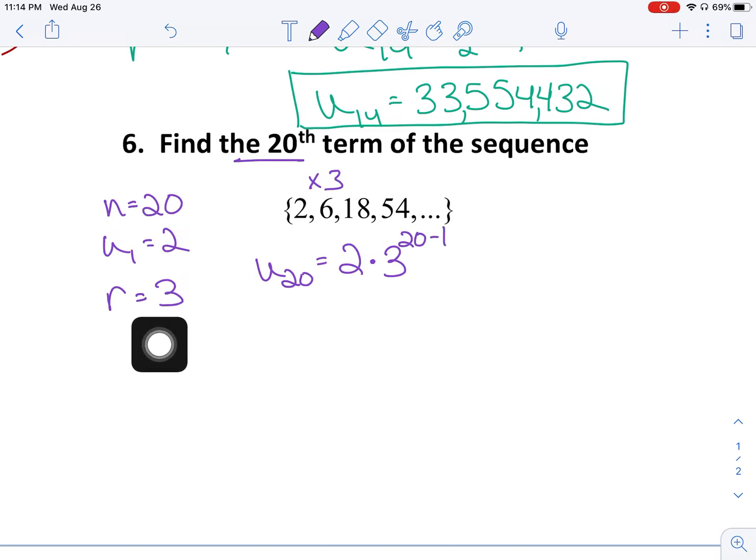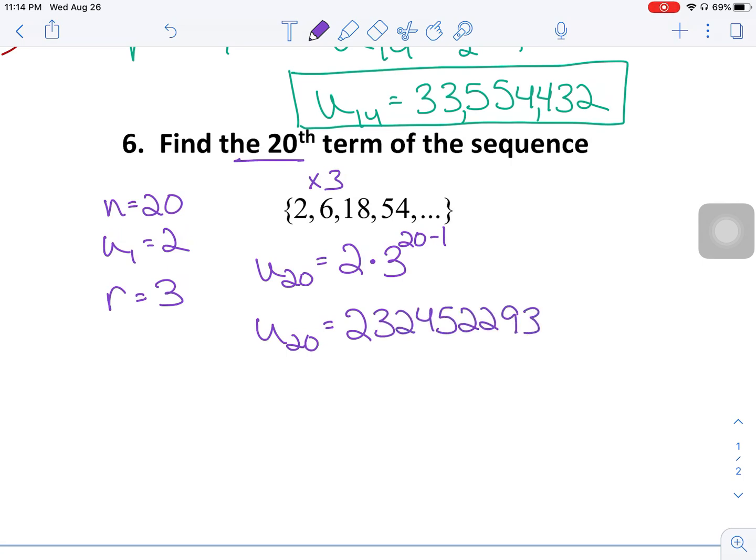So as I said, the common ratio in this case is greater than 1. So this is going to be exponential growth of some kind, which means that 2 times 3 to the 19th is going to be a significantly large number. I've had students in the past, when they put this in their calculator, they immediately think that they've gotten the wrong answer because there are quite a few digits here. Yeah, that's the 20th term of that sequence.